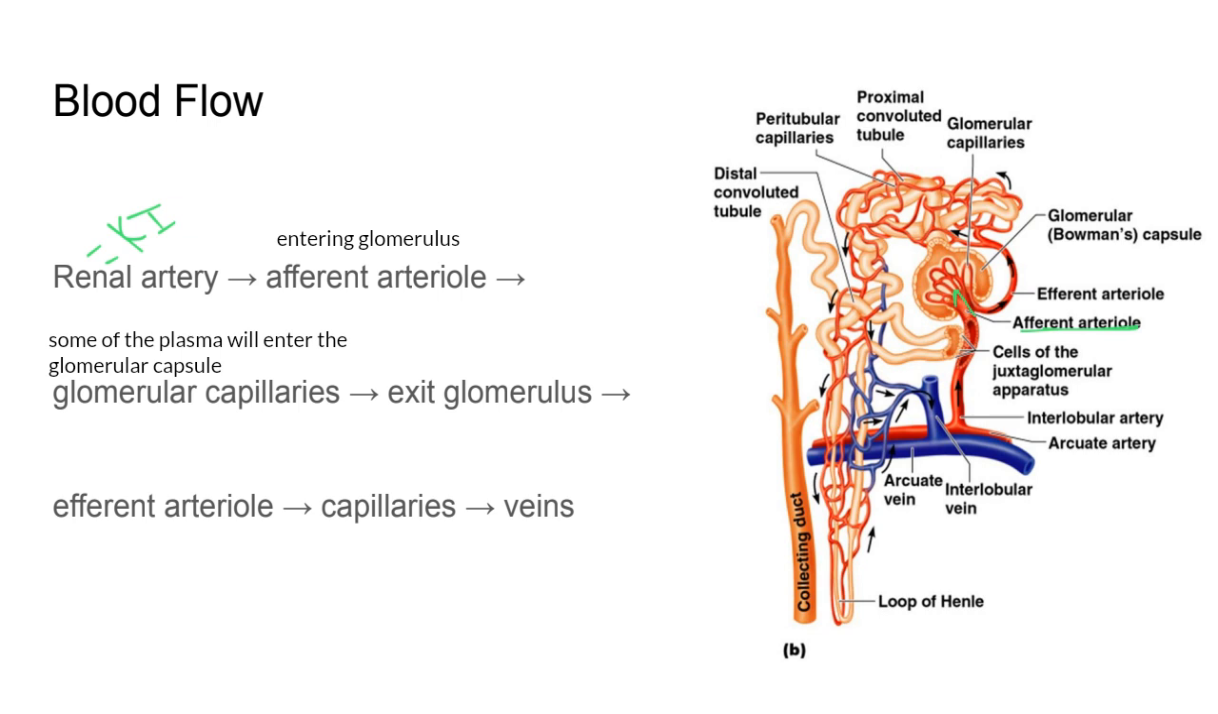From there, things will move through. The blood itself will then exit the glomerulus. You've got the filtrate that was from the plasma that entered the capsule, doing its different thing, going further into the nephron. So the blood will then exit through the efferent arteriole. The efferent arteriole will then lead to capillaries.